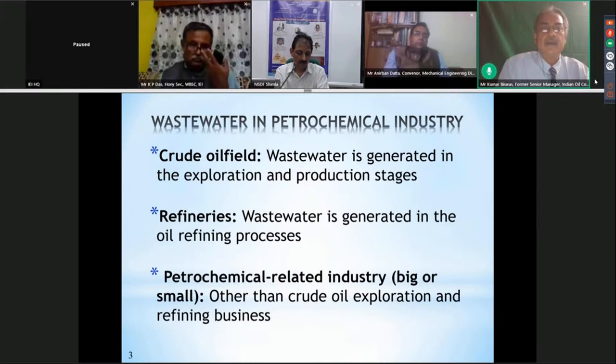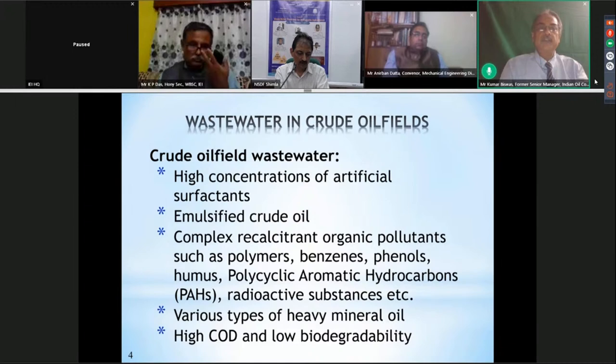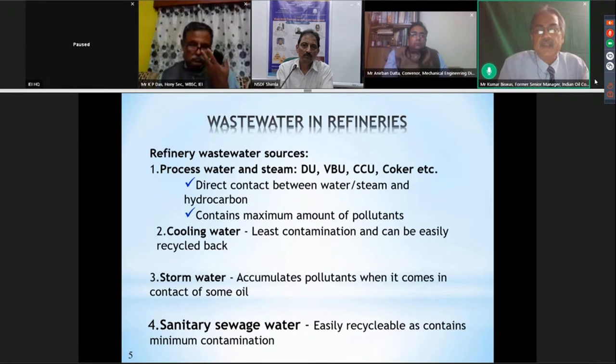Now the water coming out of the exploration and production industry, which is involved in crude oil production, uses huge quantity of water, and it results in generation of a lot of wastewater, and it contains emulsified crude oil, because crude oil comes out from beneath the earth under pressure mixed with water in an emulsion form. It has a lot of impurities like polymers, benzenes, pH, heavy metals, mineral oil, radioactive material, and so forth. For today's purpose, the window of discussion is small. We will focus on the wastewater treatment in the refinery segment.